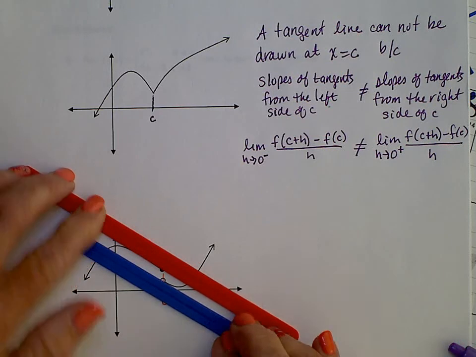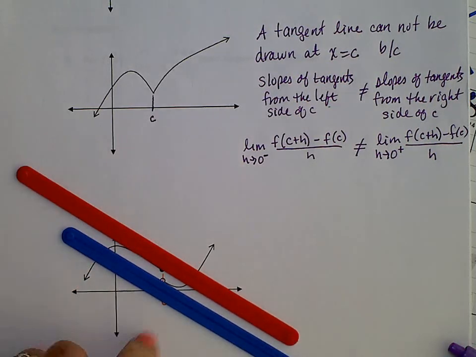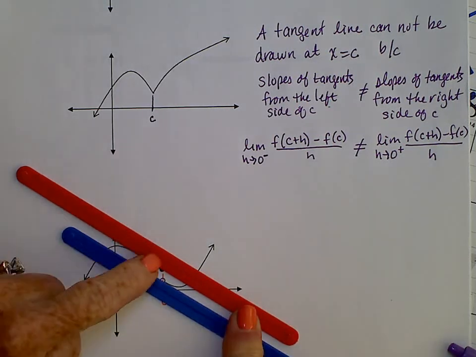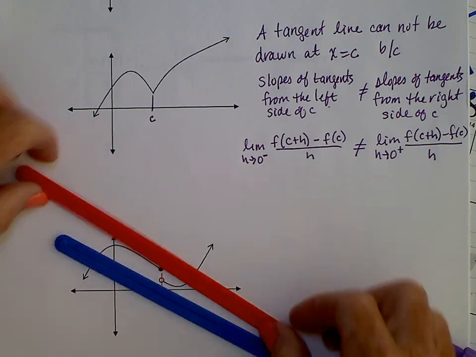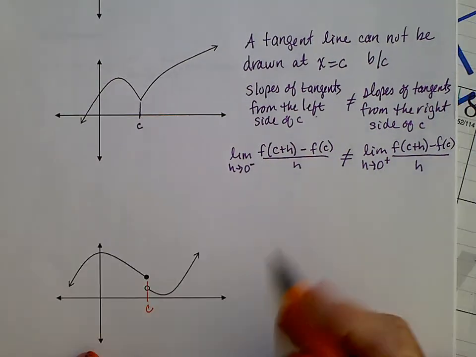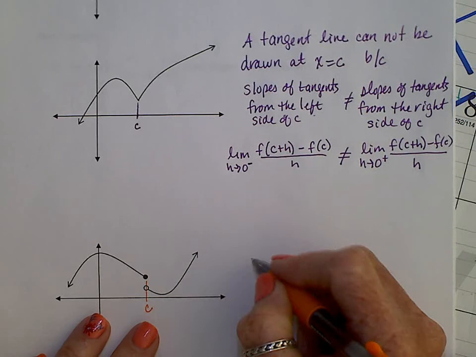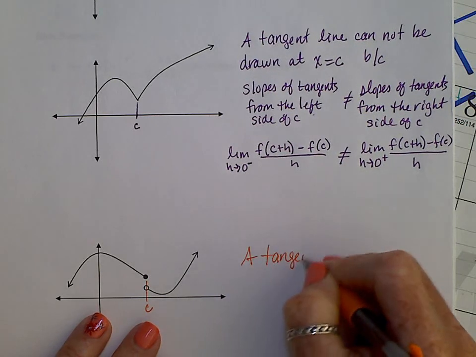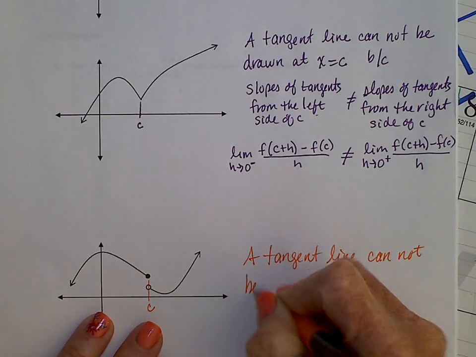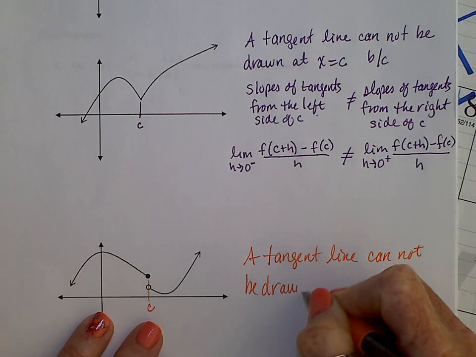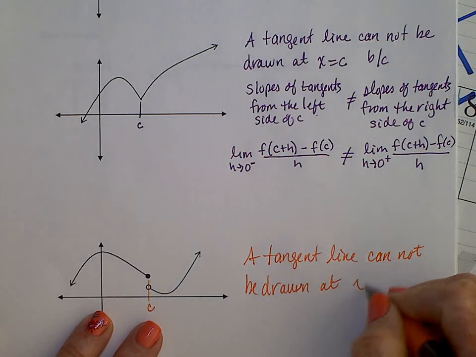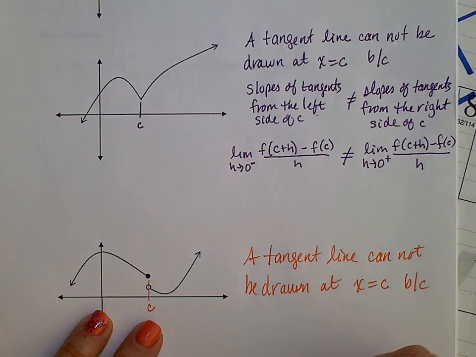But a tangent line can still not be drawn here at x equals c, because the function's discontinuous. We can't get from this tangent line to this tangent line without picking them up and moving them. So for this situation, a tangent line cannot be drawn at x equals c. Because the function is discontinuous there.